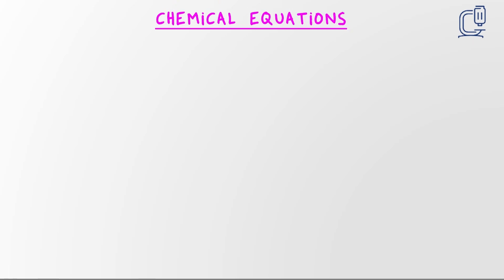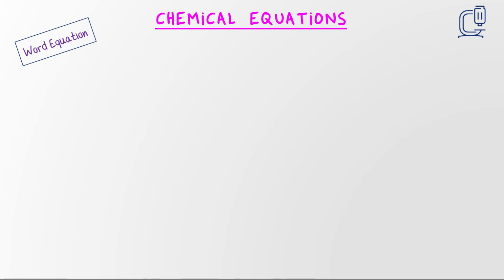In this video, I would like to discuss chemical equations. Now, chemical equations are fundamental to chemistry. Chemical changes are shown using chemical equations, and this allows us to show what is happening in a chemical reaction. One way we can show a chemical reaction is to write a word equation.